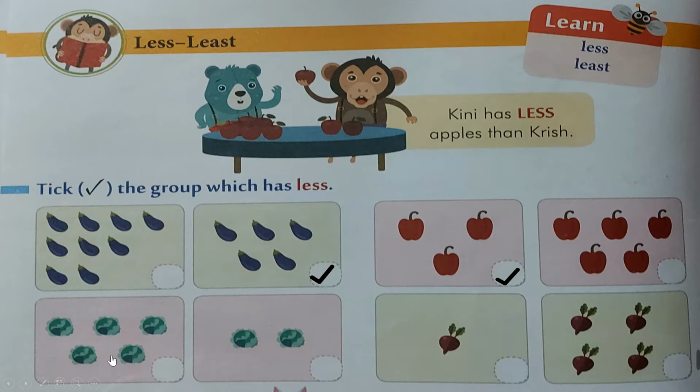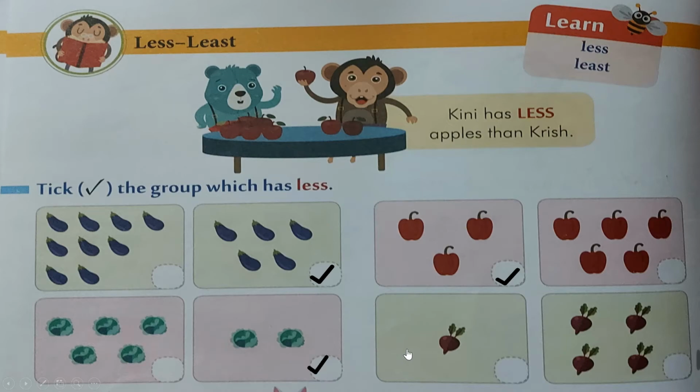And see the next one. What are these? Cabbages. Do you know cabbage, children? Yes. How many cabbages are there here? 1, 2, 3, 4, 5. 5 cabbages are there. Here how many cabbages are there? 2 cabbages are there. In these two groups, which group has less number of cabbages? Second group has less number of cabbages. So here we have to keep the tick.